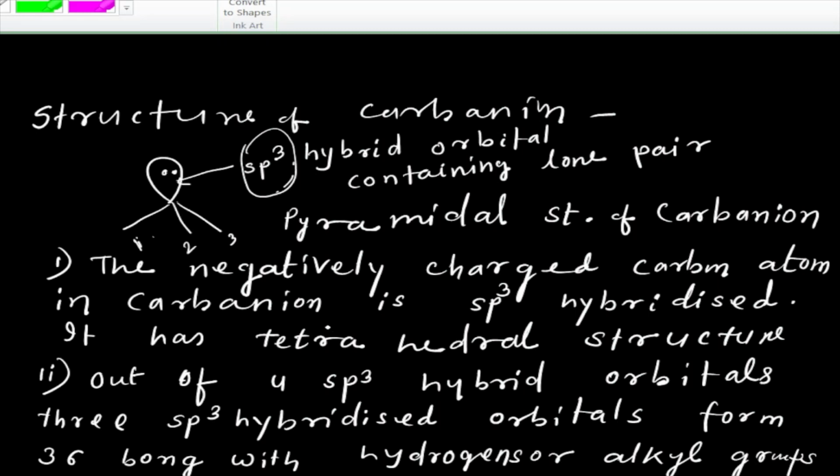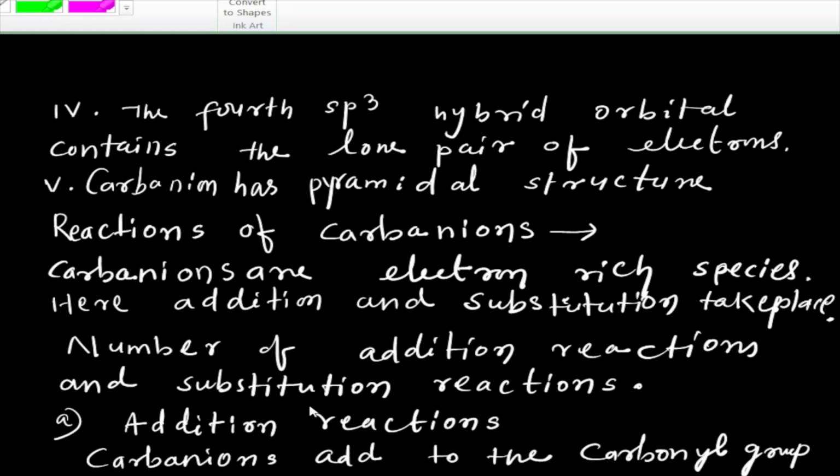So out of 4 sp3 orbitals, 3 form sigma bonds and one contains the lone pair of electrons. The fourth sp3 orbital contains a lone pair of electrons in the carbanion, and I told you, due to repulsion, it has a pyramidal structure. Reactions of carbanions.